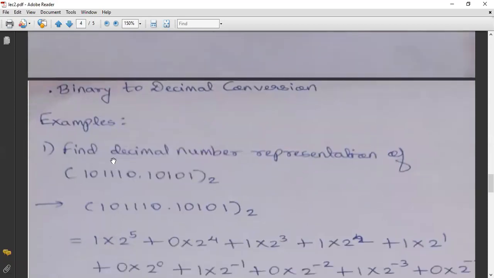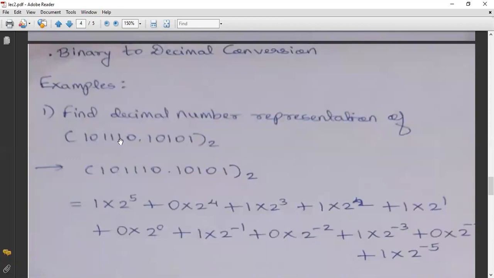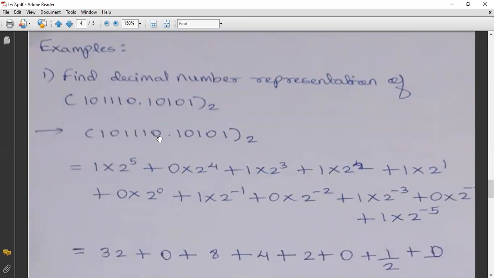So our first example is, we need to find the decimal number representation of this binary number. We can see this is a fractional number. So how are we going to proceed? We will first start with the left portion of the radix point. We can see here, this is the radix point and this is radix 2, that is base 2. We know that to the left of the radix point, we start with the place value r raised to 0, and similarly the index of r will increase further.